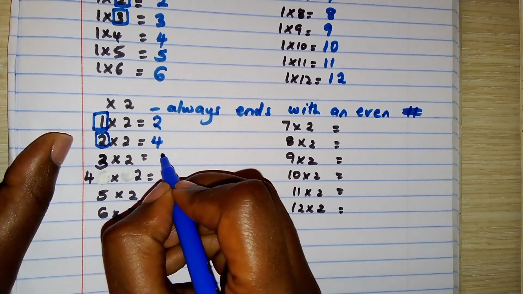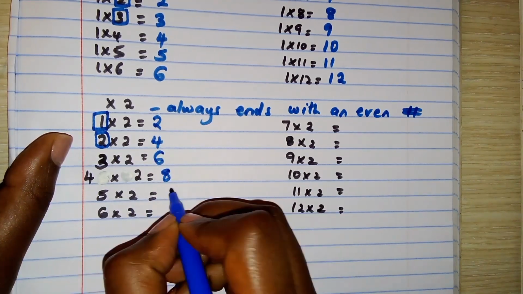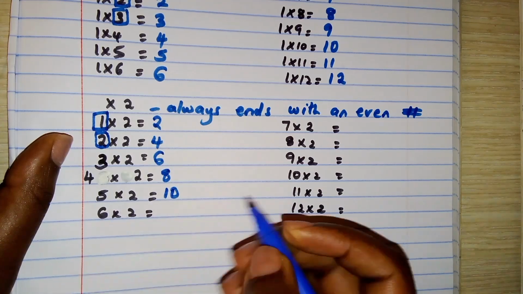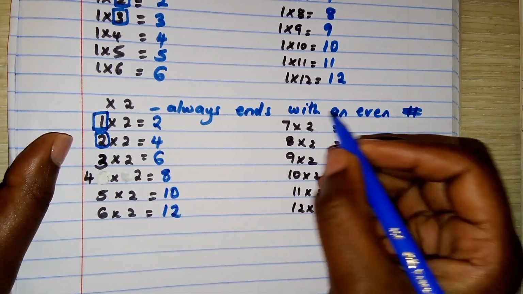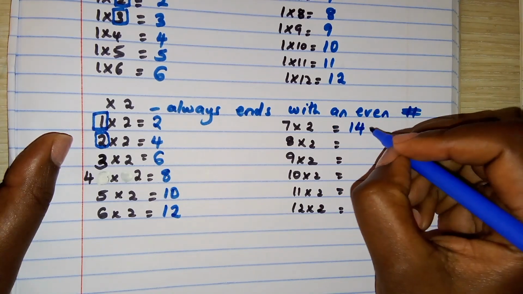3 plus 3 is 6. 4 plus 4 is 8. 5 plus 5 is 10. 6 plus 6 is 12. 7 plus 7, 14. Or otherwise you can skip count.